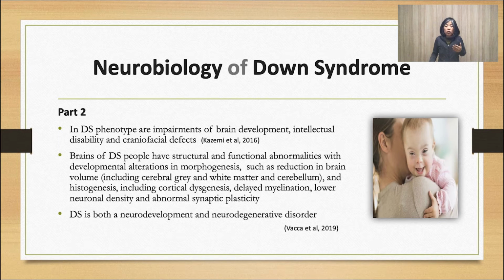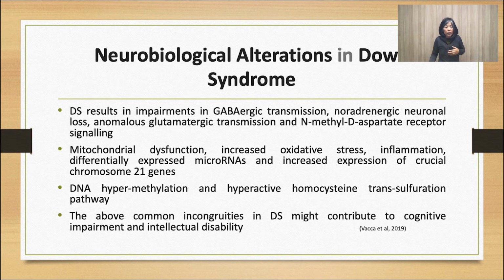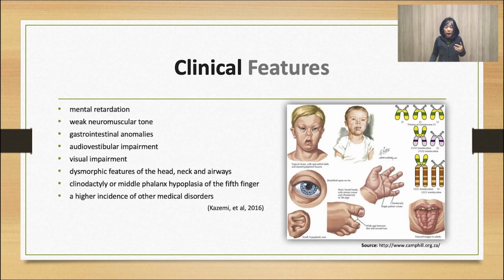Down syndrome is considered both a neurodevelopmental and a neurodegenerative disorder. In this slide you can see the neurobiological alterations in Down syndrome, including impairments in GABAergic transmission, increased oxidative stress, inflammation, and hyperactive homocysteine transsulfuration pathways. All of these contribute to cognitive impairment.